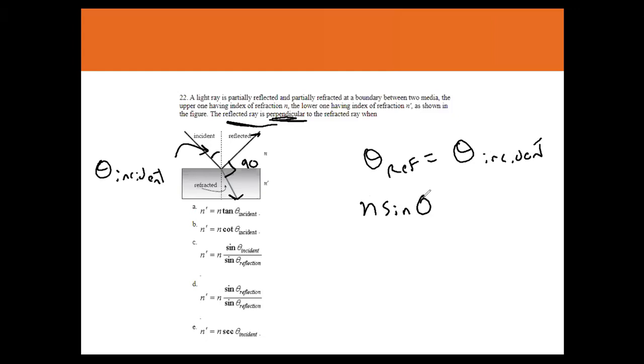So what else do we know? We know that the incident ray has some angle here, theta incident. By law of reflection, the angle of the reflected ray is the same as the incident ray. And by Snell's law, we know that n sine theta incident is equal to n prime sine of the refracted ray.